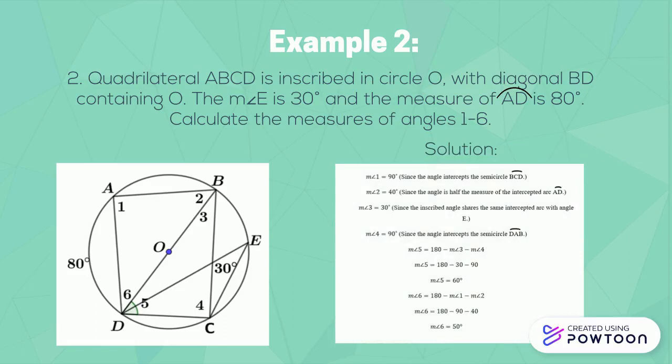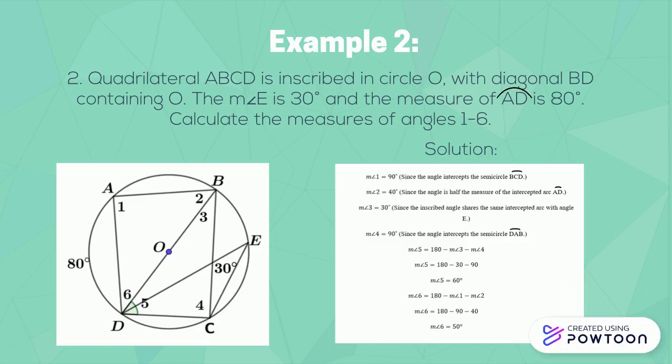The measure of angle 2 is 40 degrees since it is half the measure of the intercepted arc AD. The measure of angle 3 is 30 degrees since it is an inscribed angle that shares the same intercepted arc with angle E. The measure of angle 4 is 90 degrees since the angle intercepts the semicircle DAB.